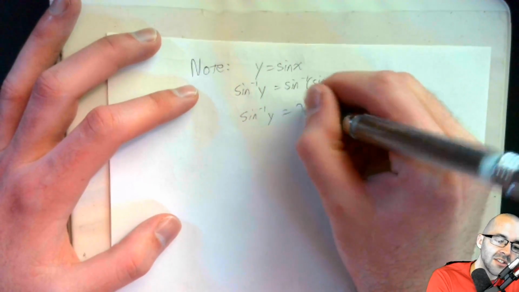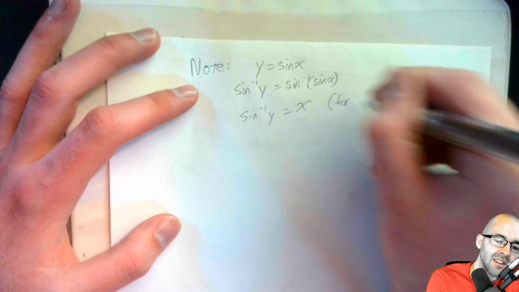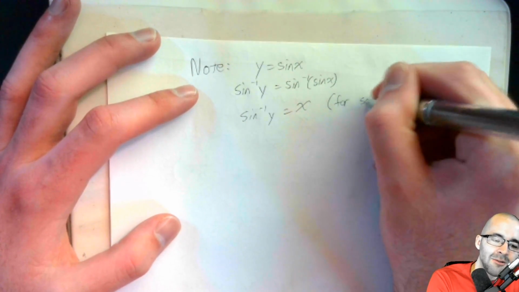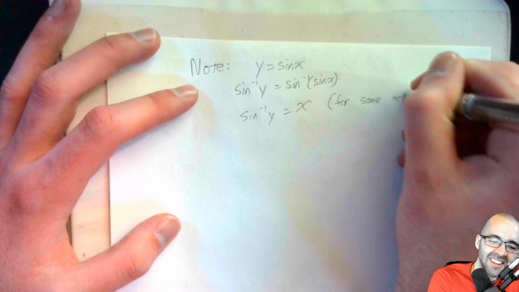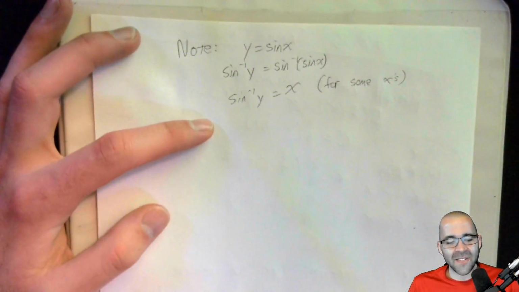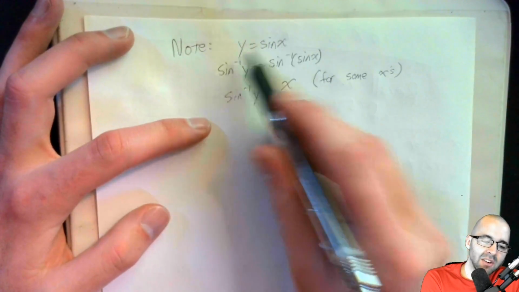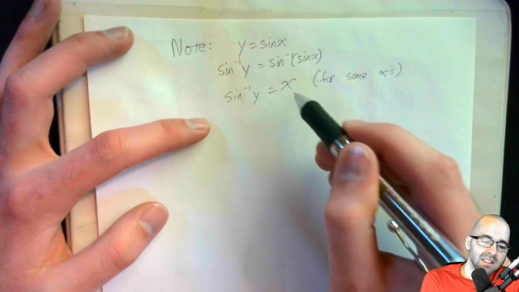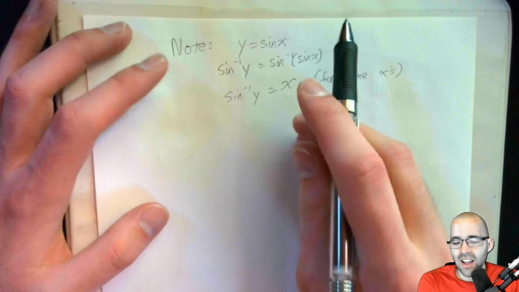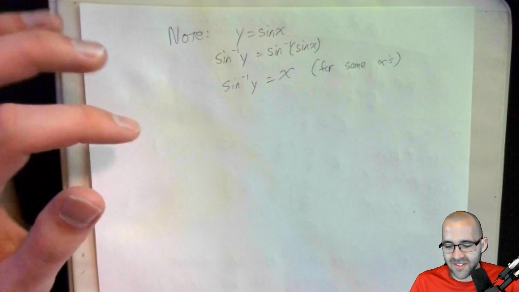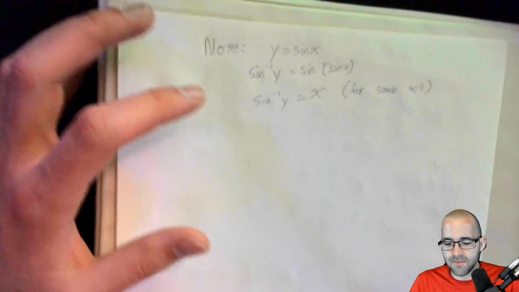And then the inverse functions cancel each other out for some x's. All right, so not all x's, but this is the general relationship. If y is the sine of x, x is the inverse sine of y. And there's, again, some stipulations here. That's the idea for inverses.